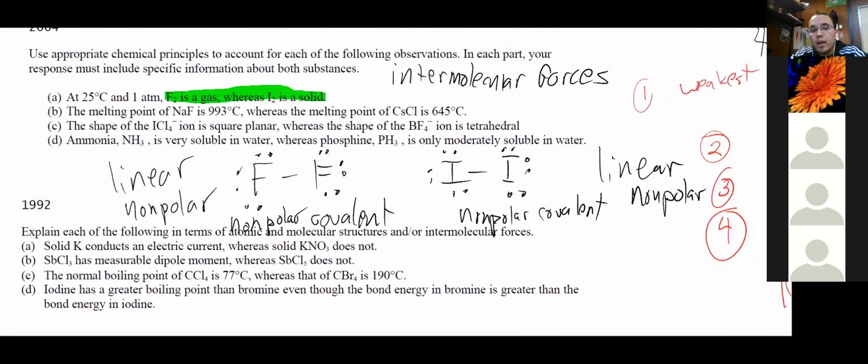So let's look at B now. Sodium fluoride has a melting point of 993 degrees Celsius, whereas cesium chloride has a melting point of 645 degrees Celsius. So why is that? Why are their melting points different?